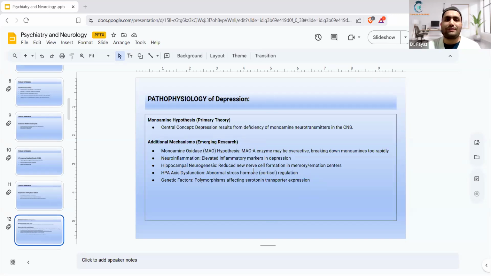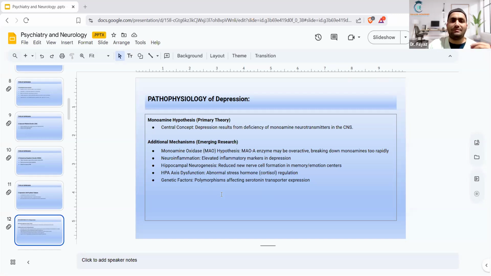Now, when it comes to pathophysiology, or how depression happens, there are several theories about it. The main, or primary, theory is that it's caused by the deficiency of monoamine neurotransmitters like serotonin, which causes symptoms of depression. There are some additional mechanisms being proposed for depression. One is that the enzyme which breaks down monoamines, monoamine oxidase, is overactive, and this overactivity causes these monoamines to break down quicker and have lower concentration in the synapse between nerves, and this causes symptoms of depression.